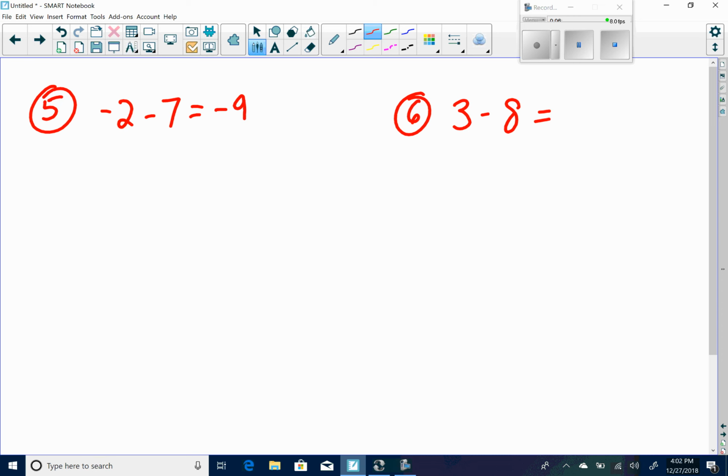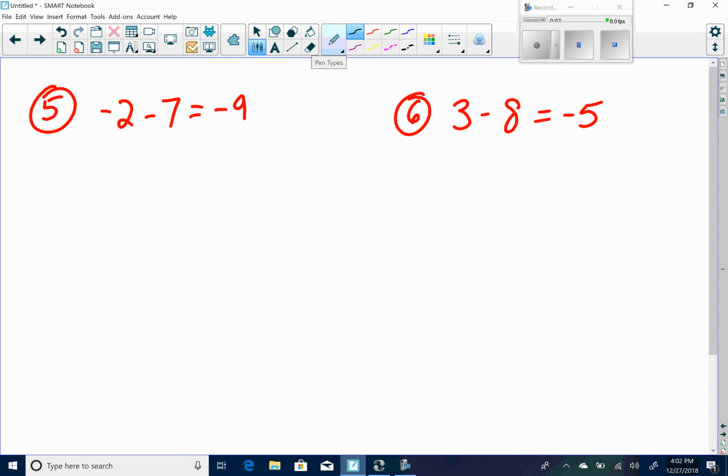Go ahead and read number 6 to yourself real quick. If you have to pause the video, go ahead and do that. But 6 is 3 minus 8. We have a positive 3 and a negative 8. So we have 3, we owe 8. Do we have enough? In this case, the answer would be no. So if we owed 8 on something, we were able to pay 3, we would still owe 5.